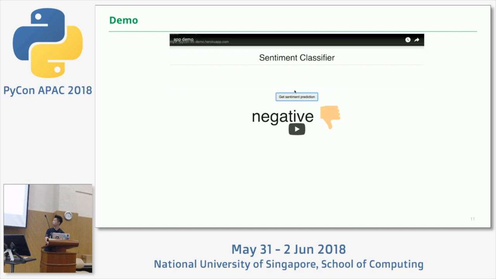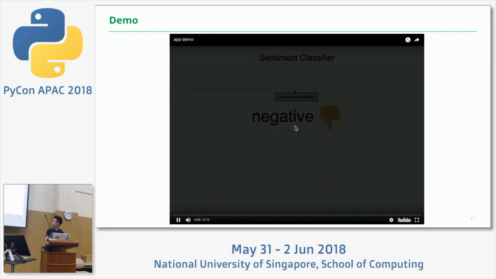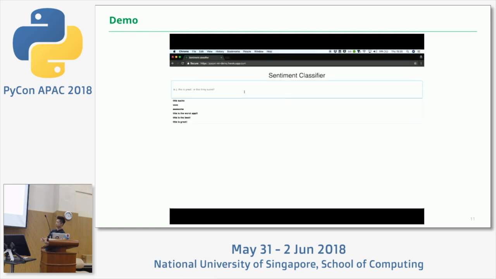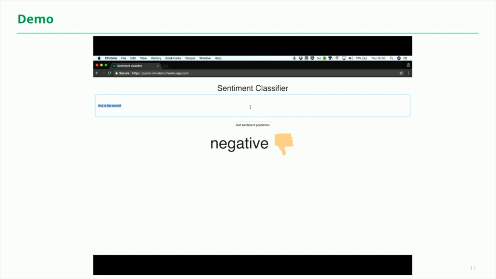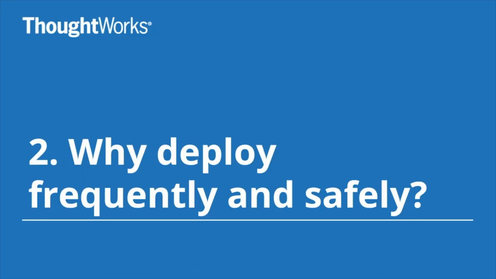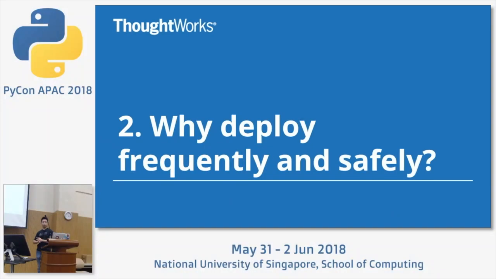So let's just watch a short demo. Okay, so this is just a simple client, you type in something. This is the worst. The prediction, negative. PyCon is awesome. Okay, simple like that. At the back end, ML Engine is serving a prediction. Yeah, zero. So this is the demo that will motivate our talk today.